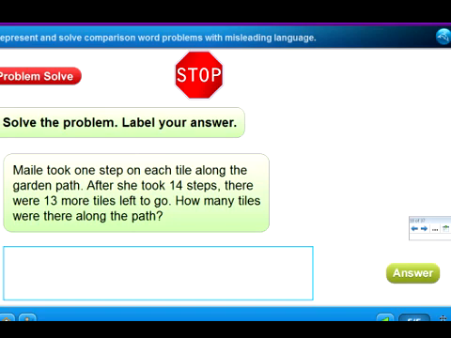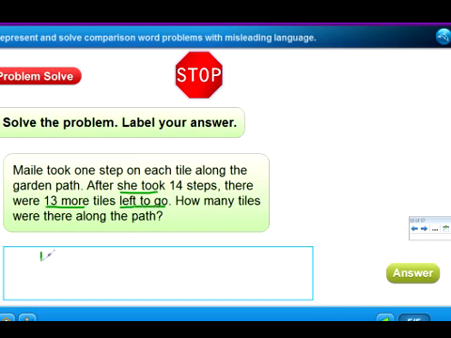Make sure you pause. Maylee took one step on each tile along the garden path. After she took 14 steps, there were 13 more tiles left to go. How many tiles were there along the path? Look at the problem. She took 14 steps. She had 13 more left to go. Is this a takeaway problem or an add to problem?